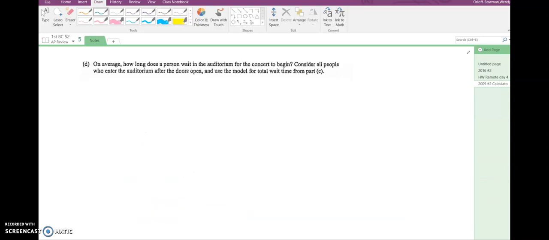All right, so here's part D. One of the biggest cues on how to handle this problem is right here, on average. We want an average amount. And sometimes I really feel strongly students need to take a step back and think about when I want an average. And in this time, I want an average on how long a person waits in line, wait in the auditorium for the concert to begin. So what I need is total wait time. And then I need how many people are in the auditorium.